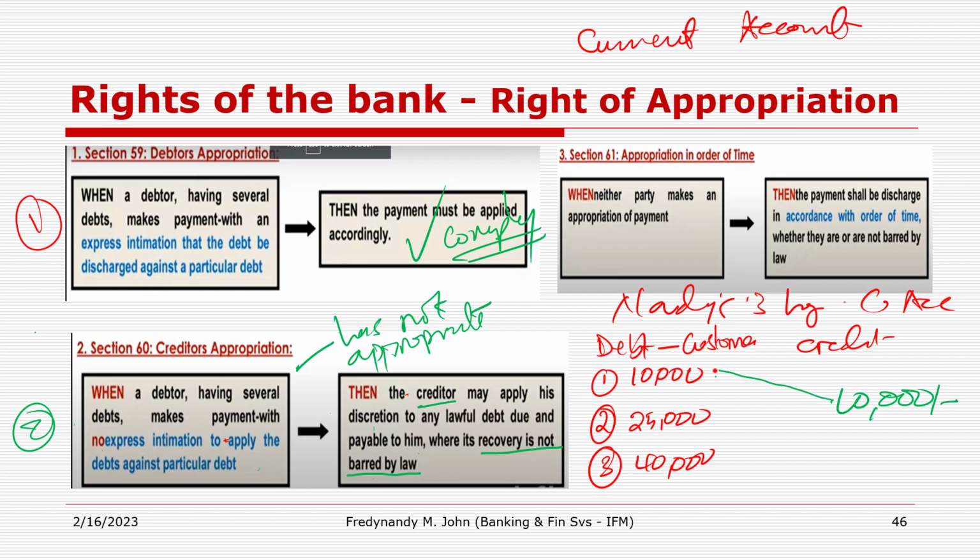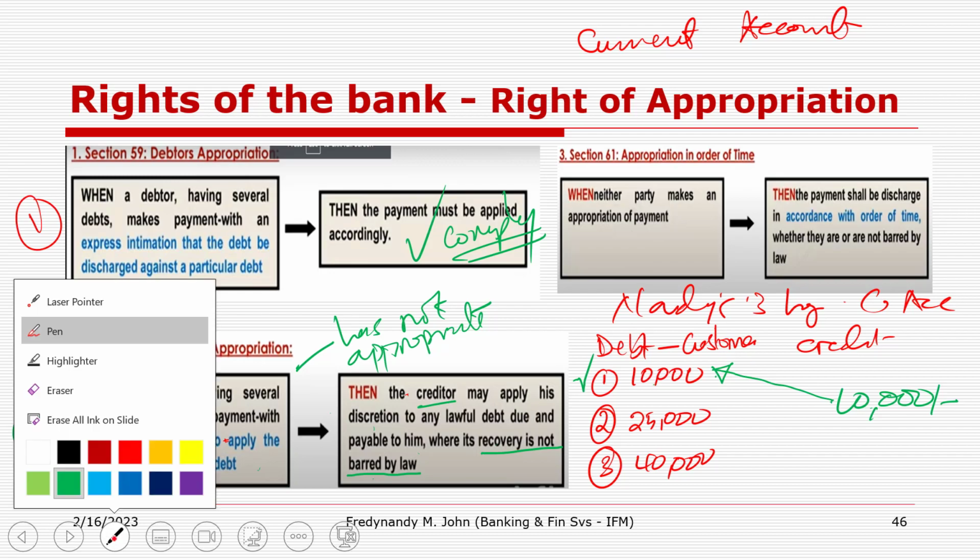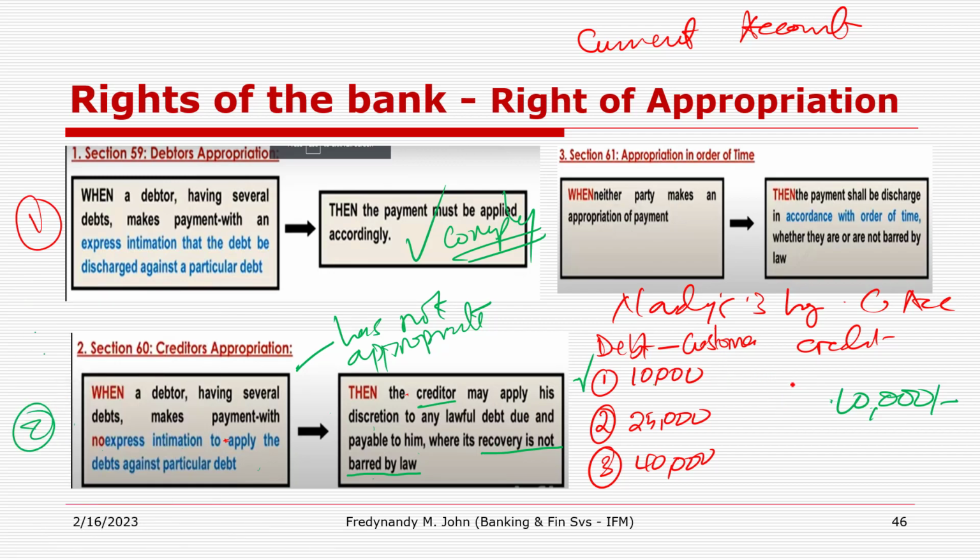Okay. Now, if the customer wants 10,000 to be used to adjust the first debt, then the banker must comply. Number 2, the customer just paid in 10,000 but does not appropriate.